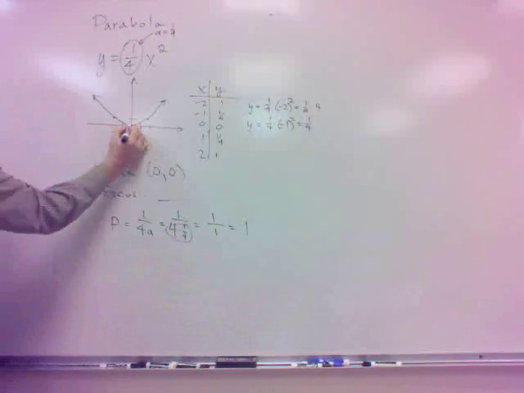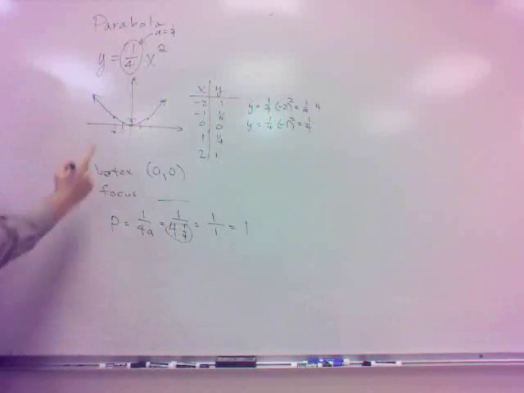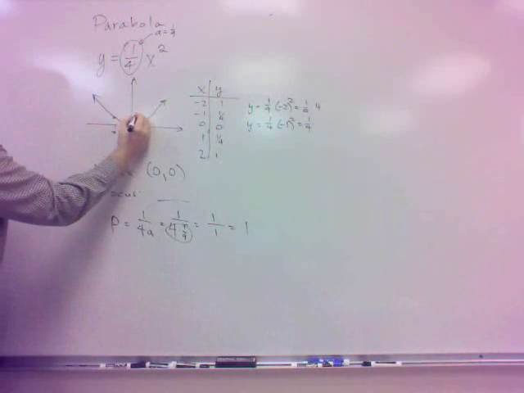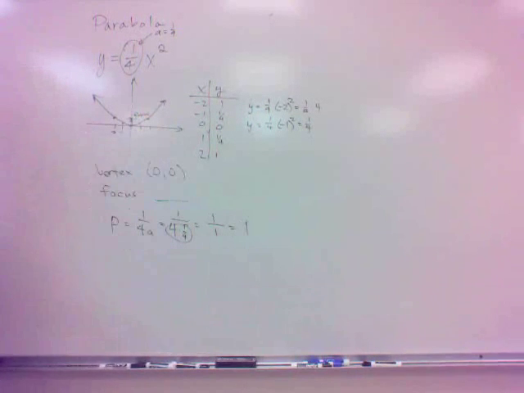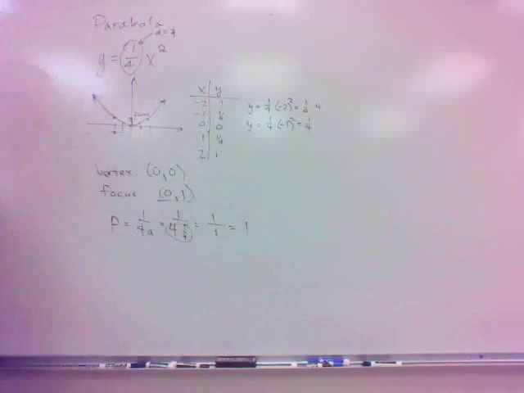And so that means from the vertex, I come up 1 unit, and so that gets me my focus point. And what are the coordinates then? Because it's a point, what are the coordinates of that focus point? Well, it'll be 0, 1. Okay? And so we'll do that also in conjunction with graphing these. We'll also find this focus point.